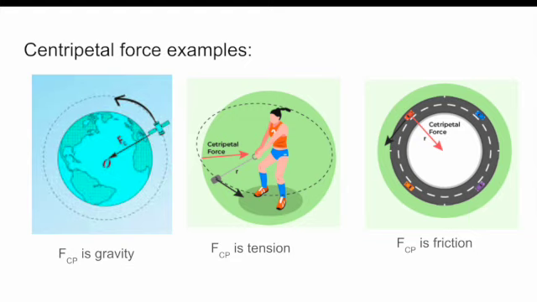So centripetal force can come in many different types and forms. Centripetal force on its own is not a type of force. It's actually supplied by many different forces. For example, with a satellite orbiting the Earth, the centripetal force is gravity. For a person spinning a hammer in an Olympic fashion, the centripetal force is provided by tension. And for a car going around a roundabout, the centripetal force is friction between the wheels and the road.